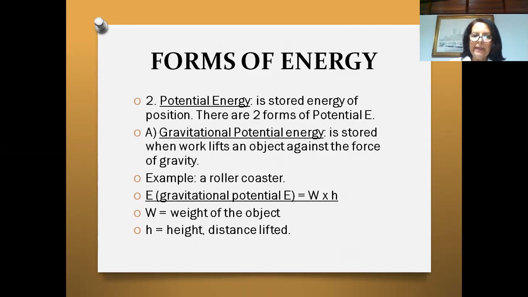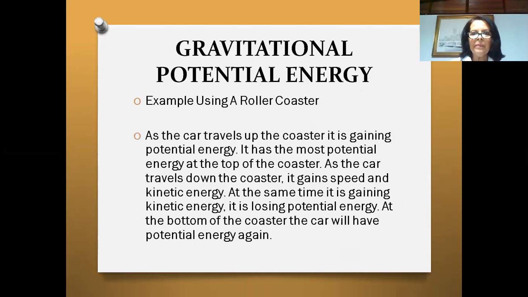Gravitational potential energy is equal to W times H, being W the weight of the object and H the height of the distance lifted. Then we can say that using the example of the roller coaster, as the car travels up the coaster, it is gaining potential energy. It has the most potential energy at the top of the coaster.